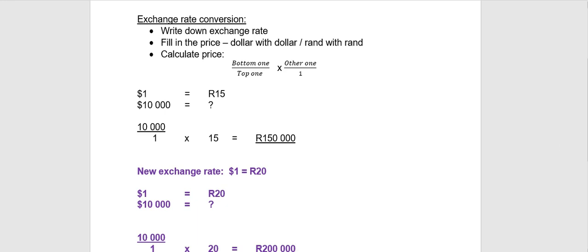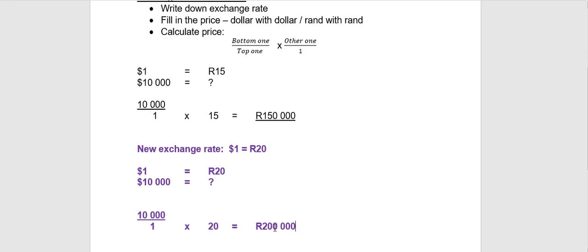Quite a difference there. With the lower exchange rate of 15 rand to the dollar, the car only cost me 150,000 rand. Even though the price of the car is the same, because the dollar is more expensive, if I go to the bank and ask for $10,000, they're going to tell me I have to give them 200,000 rand in order to obtain the $10,000 I need to buy the car.